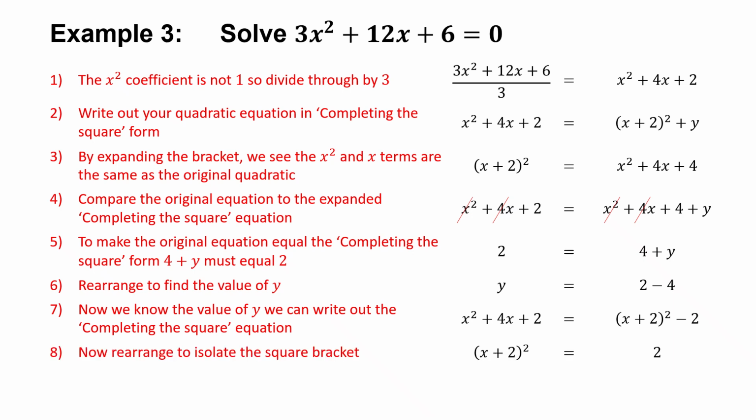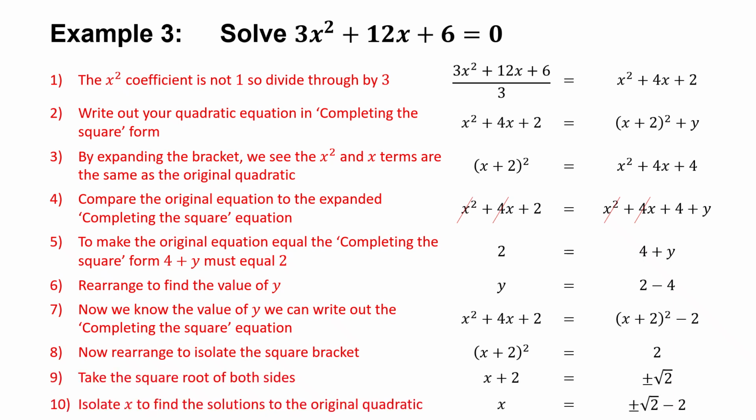And again, we're going to now rearrange. So we have (x + 2)² = 2. Just remember, this is because when I say x² + 4x + 2 equals (x + 2)² − 2, all of this is also equal to 0. So when we move this across, we have (x + 2)² = 2. Take the square root of both sides, and we get x + 2 equals plus or minus root 2. And then we isolate x to get plus or minus root 2, minus 2.